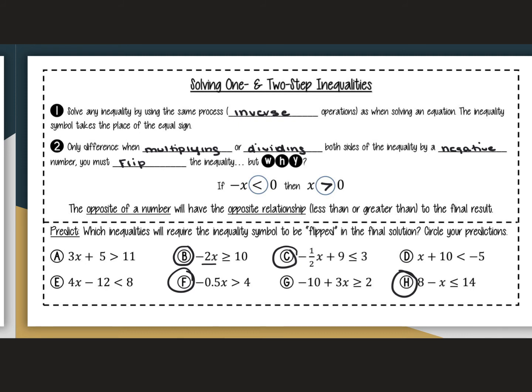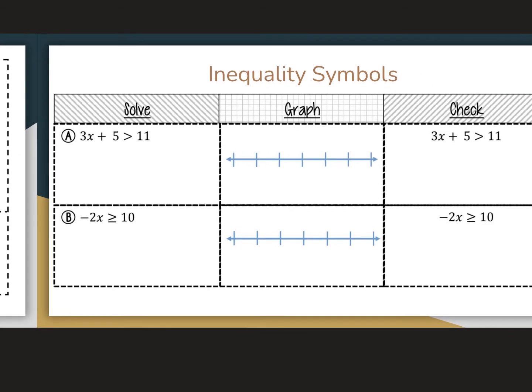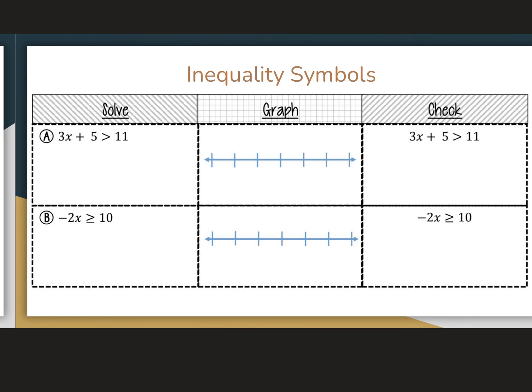All right, let's go ahead and look next. So now we're going to get into actually solving some 1 and 2 step inequalities. All right, so again, we follow the same steps. So I have 3x plus 5 is greater than 11. So I'm going to subtract 5 from both sides.